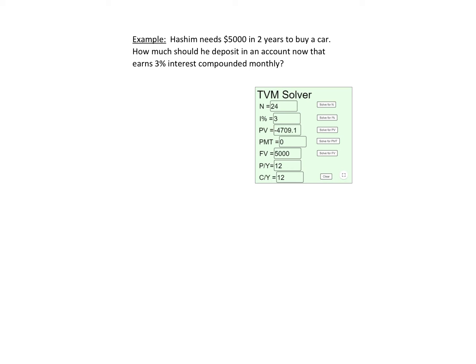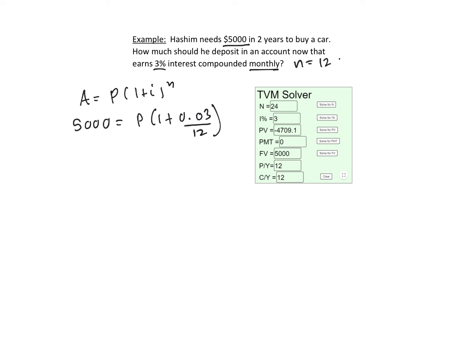Okay, here we have another compound interest problem, but this time we're looking to find the starting amount. We want 5,000 at the end. We don't know what we want to start with, so that's what we have to figure out. The interest rate is 3%. We're going to compound that monthly, so we'll divide that by 12, and n will be monthly, 12, for 2 years, because we have 2 years to save, so it'll be 24.